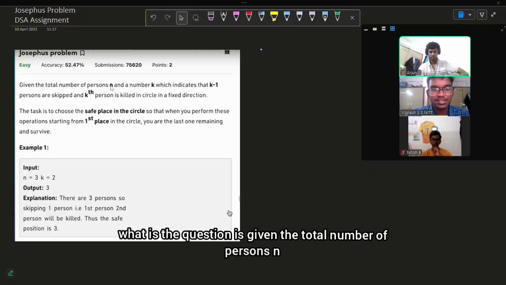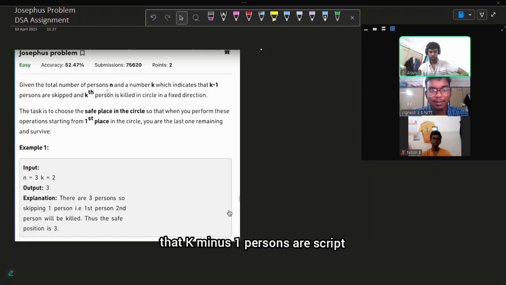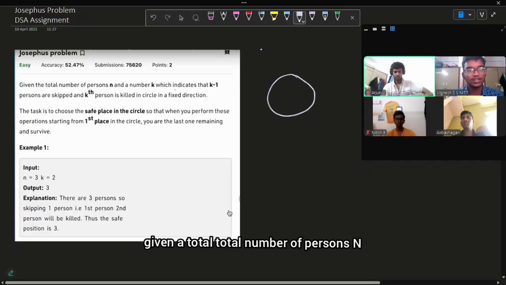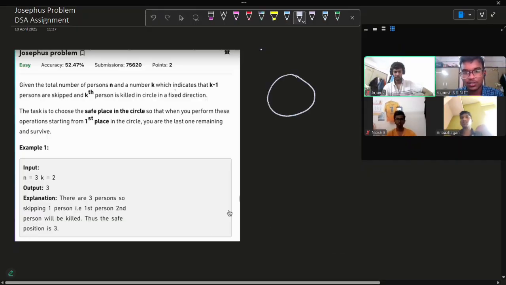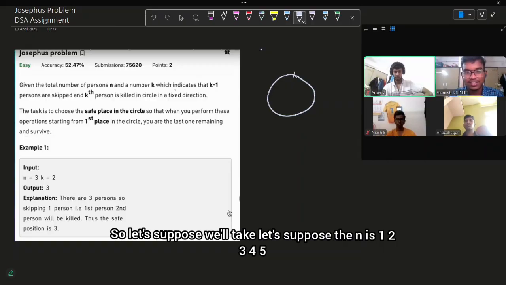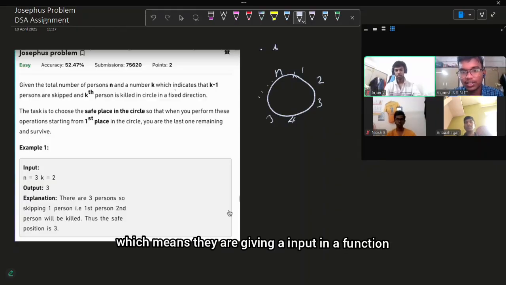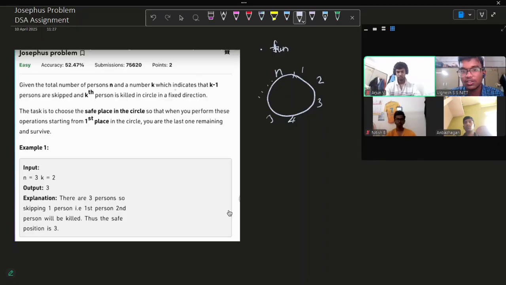Given the total number of persons n and a number k, which indicates that k minus 1 persons are skipped and the kth person is killed in a circle in a fixed direction. Let's suppose n is fixed: 1, 2, 3, 4, 5, up to n, and the number k, which they are giving as input to a function.